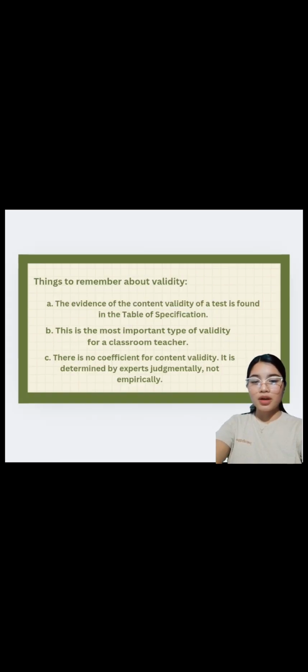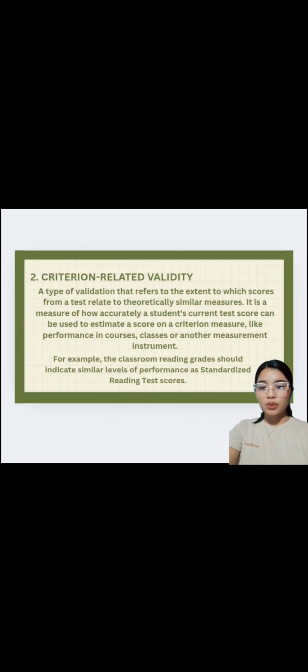There are things to remember about validity. Letter A. The evidence of the content validity of a test is found in the table of specification. Letter B. This is the most important type of validity for a classroom teacher. And letter C. There is no coefficient for content validity. It is determined by experts judgmentally, not empirically. Number 2. Criterion-related validity. This measures how well test scores correlate with other similar measures or standards, or the criterion. It shows how accurately a test predicts performance in a related area.